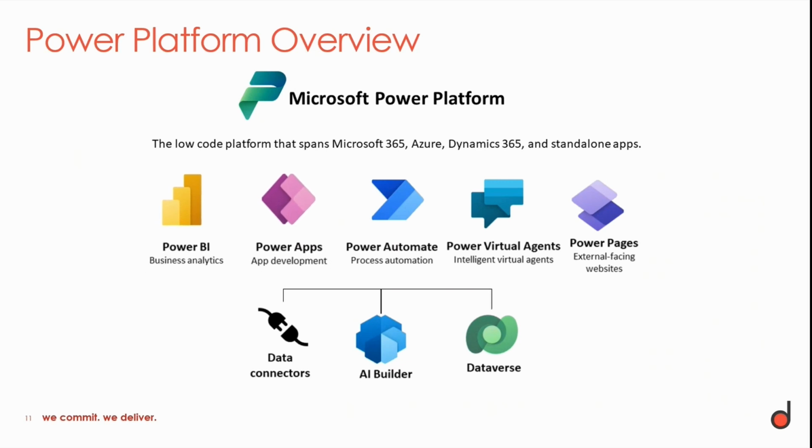We've got Power Apps for app development. We've got Power Automate, which allows you to automate processes, does what it says on the tin. We've got Power Virtual Agents, which are chatbots like live chat. And we've got Power Pages, which allows you to create external and internal facing websites. All of those pillars sit on top of data connectors, an AI, artificial intelligence builder, and Dataverse.